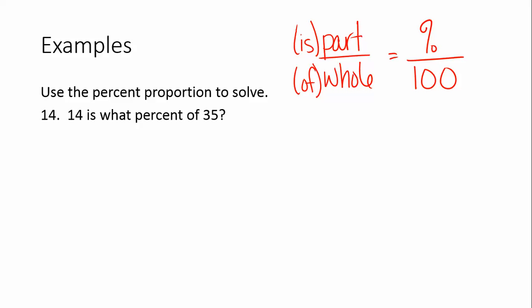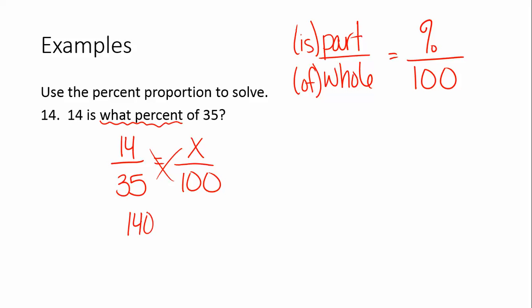So 14 says that 14 is what percent of 35? So you can see here we don't know the percent. So we're going to have x in the percent place. And now we need to figure out which number is the part and which number is the whole. 14 is with the "is," so it's 14, and it's out of 35. There's the word "of," so we know that's our whole. And we want to cross multiply, so we get 1400, 14 times 100 equals 35x.